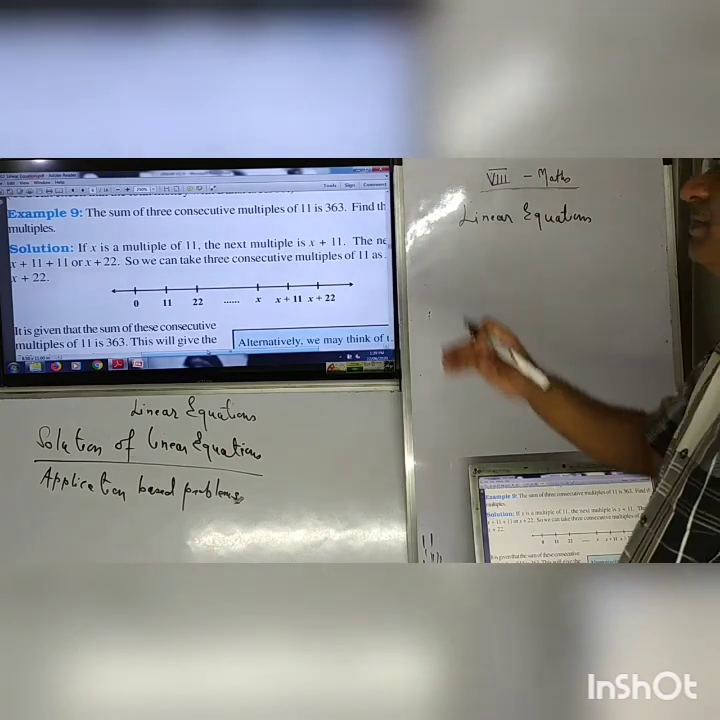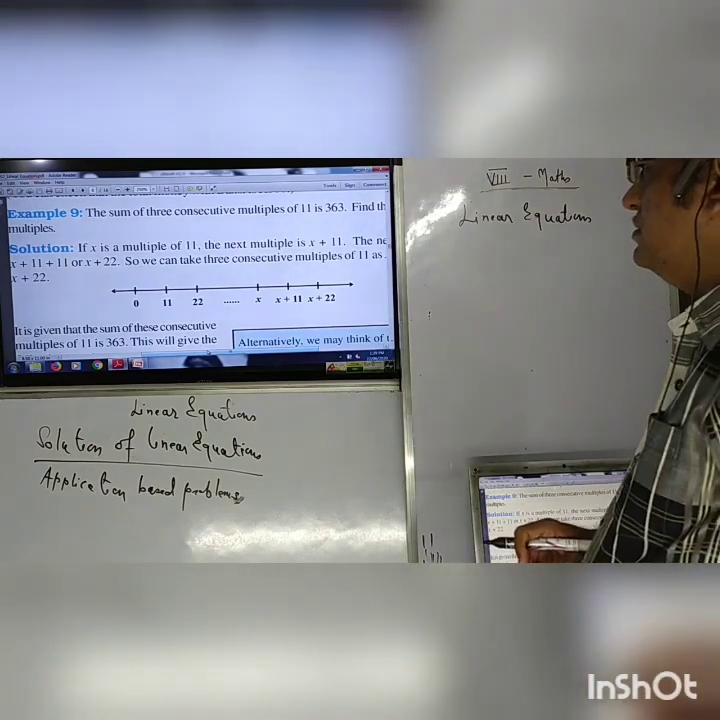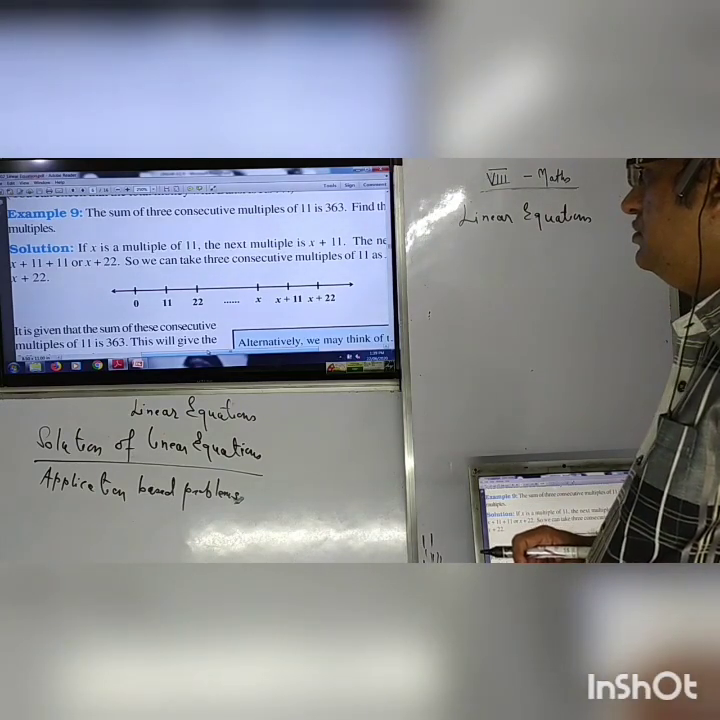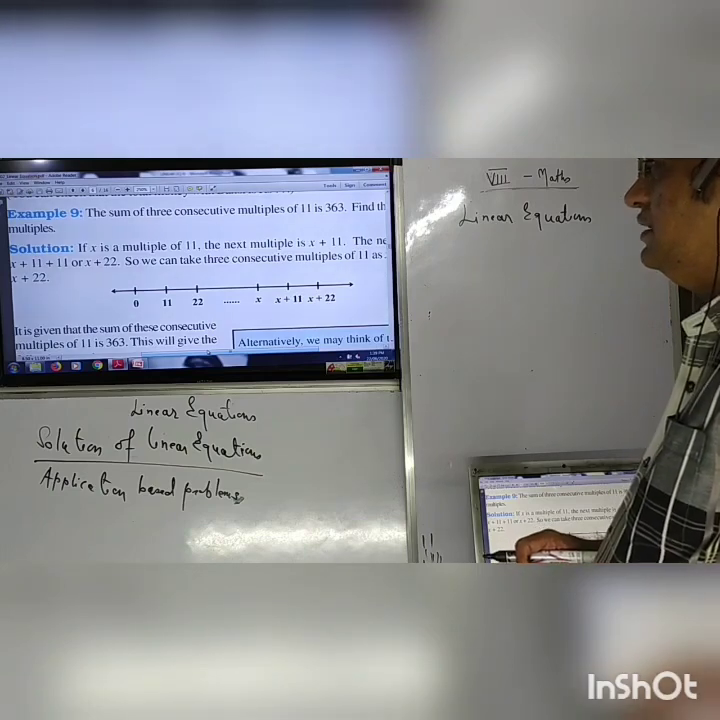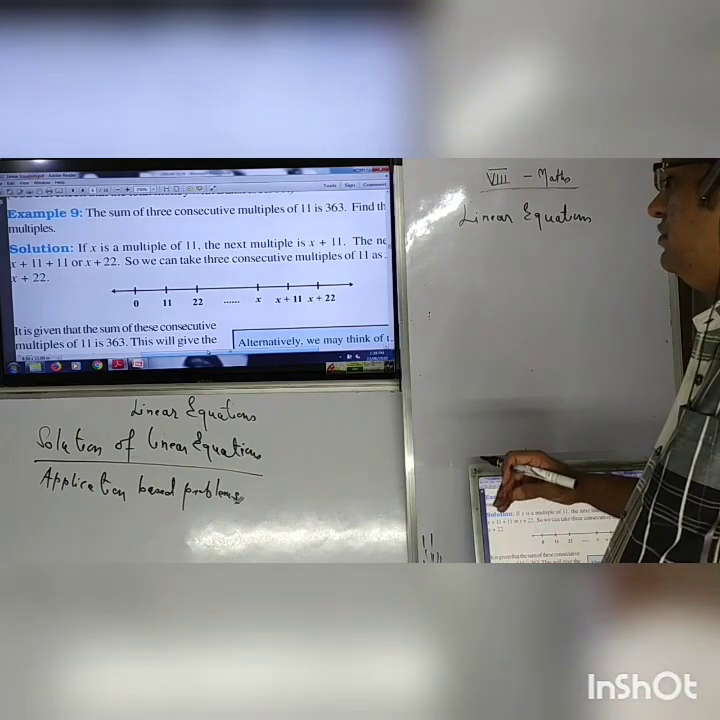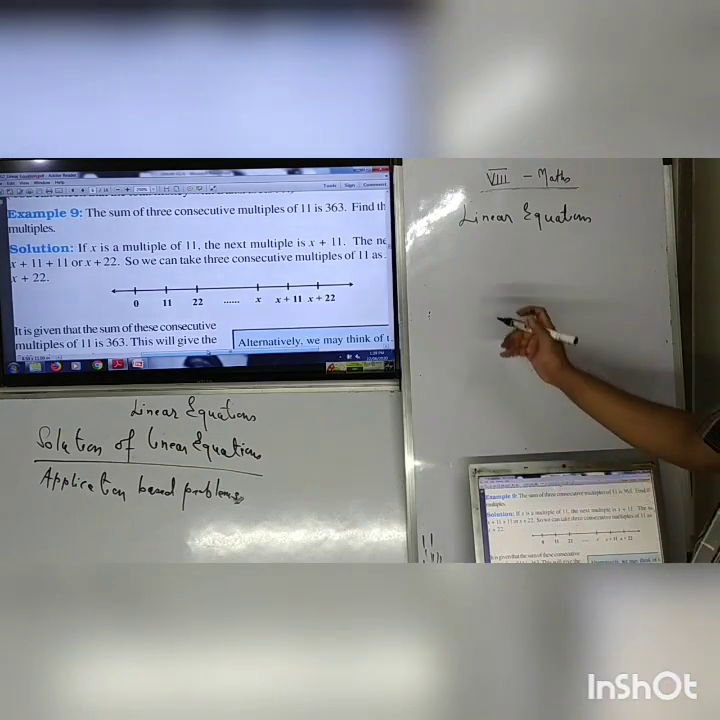Now let us solve this application based problem. The sum of three consecutive multiples of 11 is equal to 363. Find the multiples. Now you know the multiples.